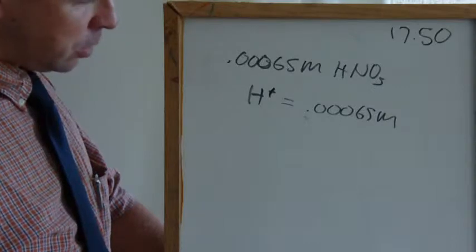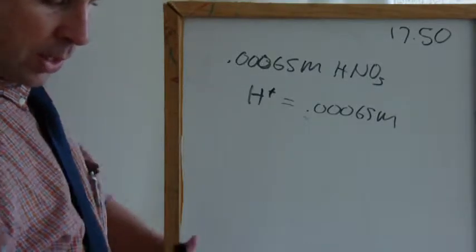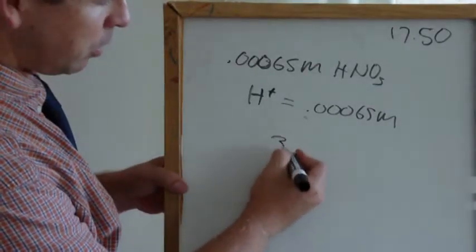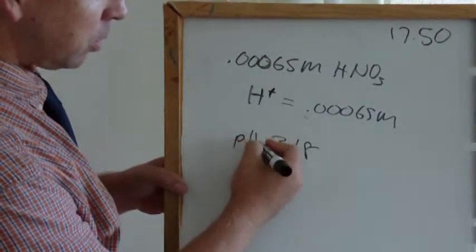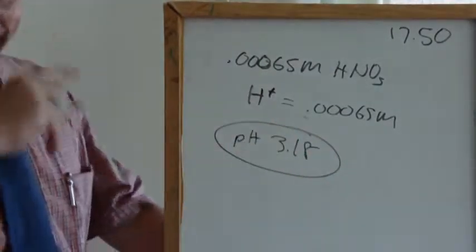Now to find the pH of that, we just take the negative log of the concentration, negative log of 0.00065, and that should be a pH, which I'm getting 3.18. So the pH of that solution will be 3.18. And what else did they ask?